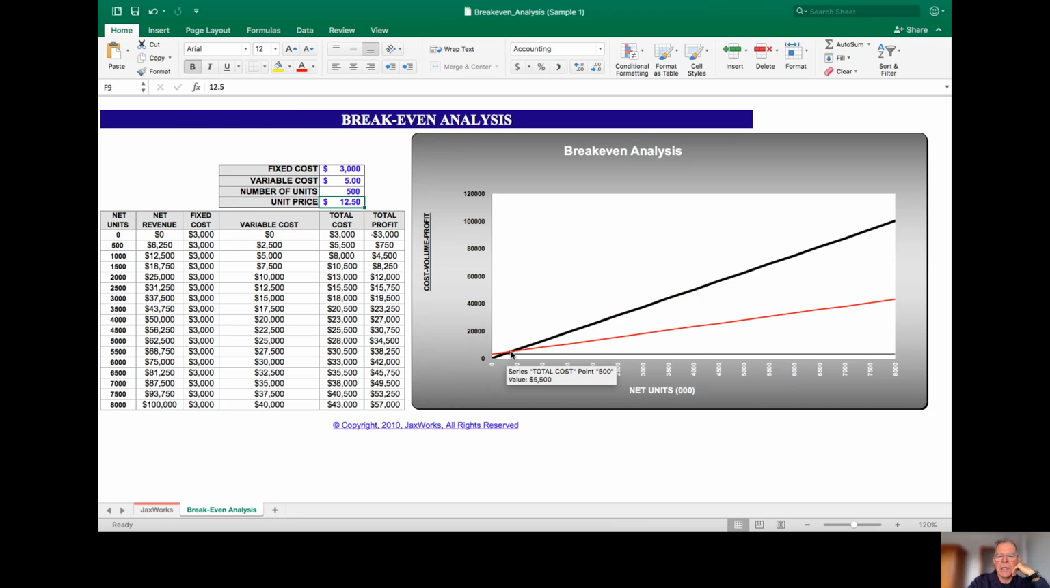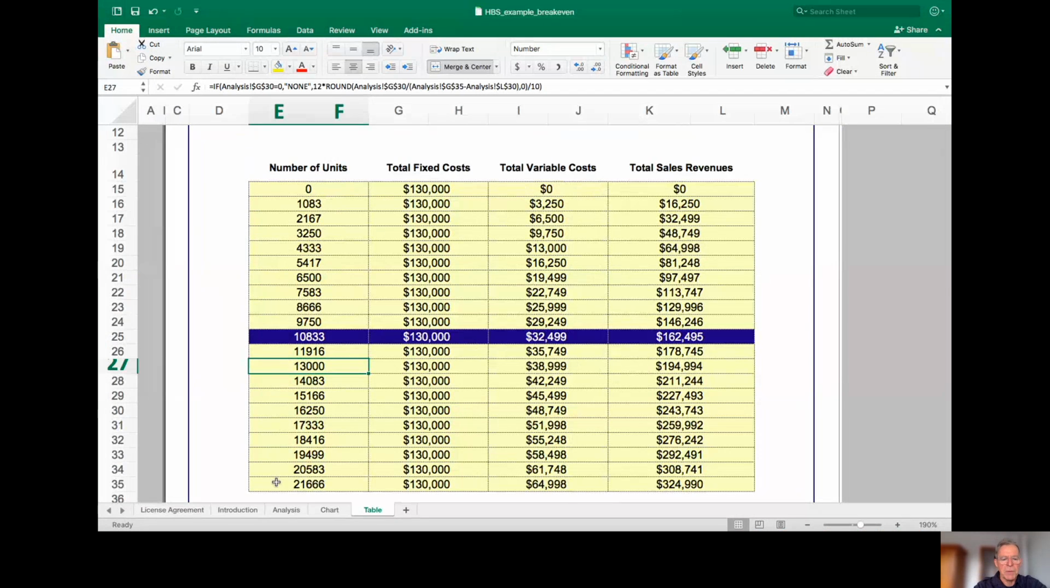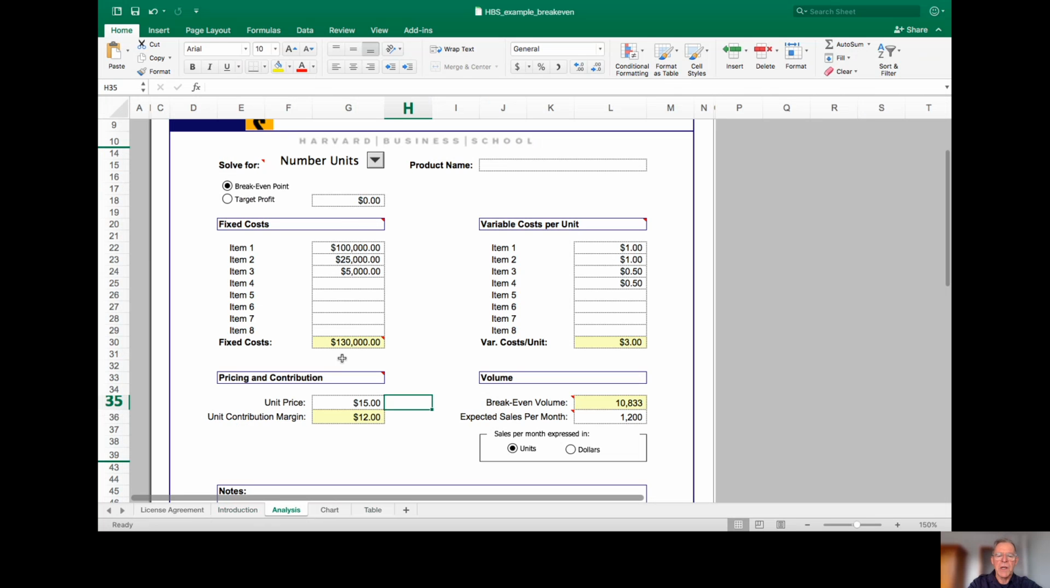And the problem with that is the break-even point's way down here. And I always like the break-even point to be happening right in the middle of the graph. So a better version of that, I think it's quite clever, is the Harvard Business School example. And we'll have a quick look at how it works.